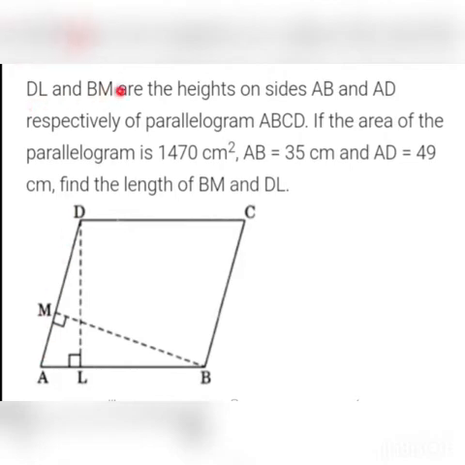Now what are DL and BM? They are heights. DL is the altitude to the base AB and BM is the altitude to the base AD. So the question is, we have to find the length of these altitudes BM and DL. What all is given here? Area of the parallelogram is given and two base sides AB and AD are also given. We have to find the length of the altitudes.